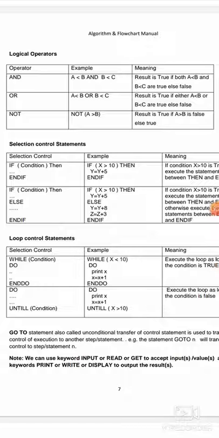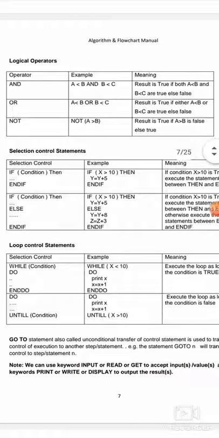But in the second condition, if x greater than 10, we are going to have y is equal to y plus 5. Else, we got one more alternative: y is equal to y plus 8 and z is equal to z plus 3. So here, two possibilities.